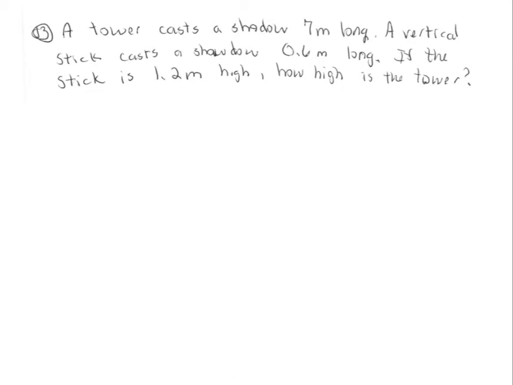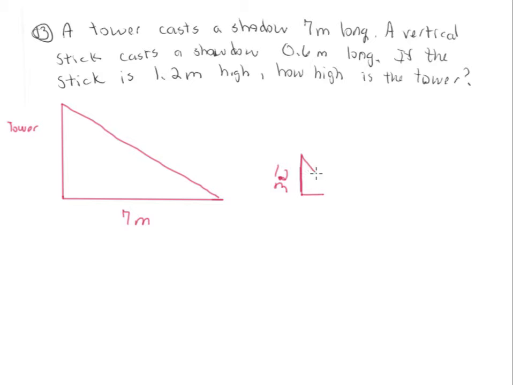All right, number 13. We have a tower this time that casts a shadow 7 meters long. Okay, this time we don't know for sure if they are in one situation. So I'm going to choose to draw my triangles separately, but I know they have the same light at the same time, so they are going to be similar because the angle of the sun to the ground is going to be the same. So I have the tower, and it has a 7 meter long shadow, and then I have a stick that's 1.2 meters tall that has a 0.6 meter shadow.